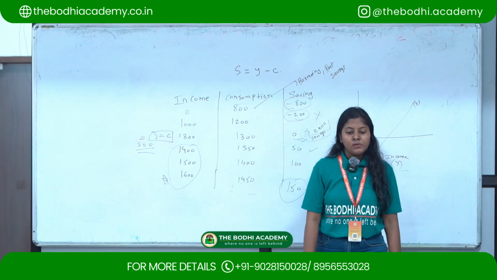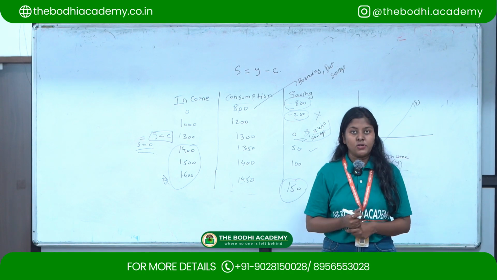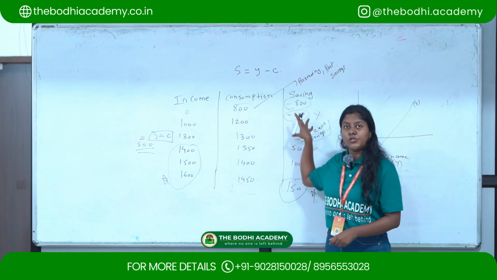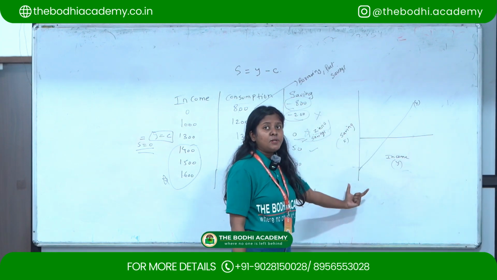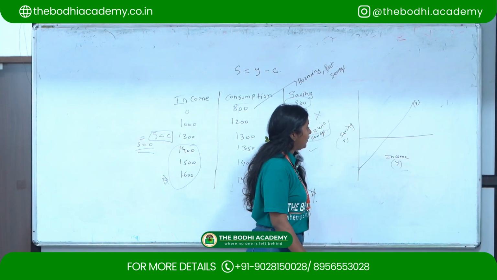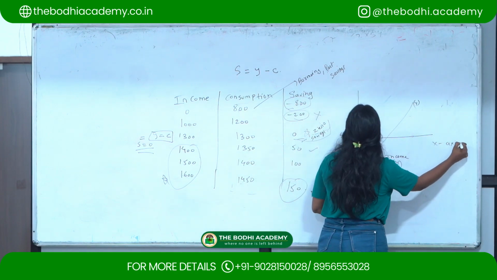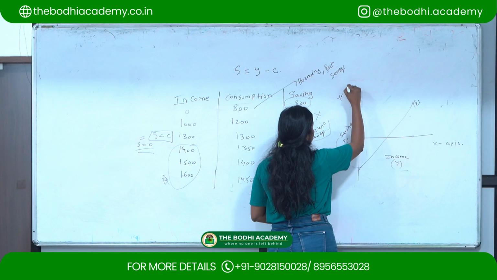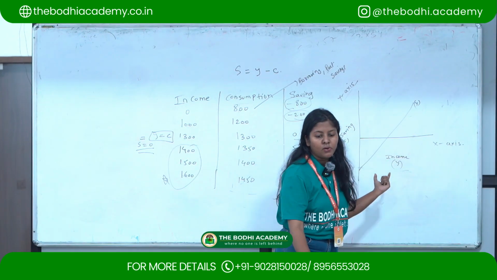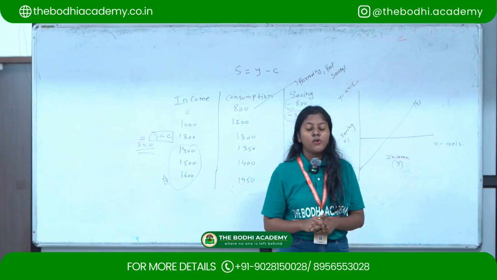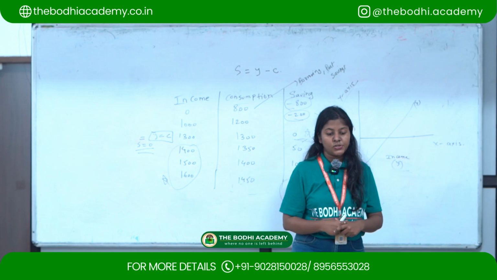Now the behavior of saving with respect to income is called the saving function. So this is what the saving function is, in short. I'll explain with the help of a diagram. Income is given on the x-axis and saving is given on the y-axis. This is the saving function. It is the saving behavior of the people with respect to income.